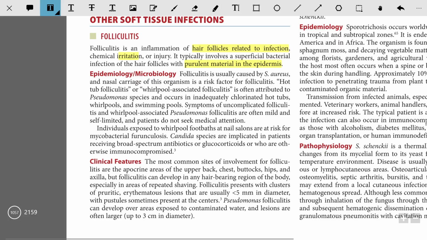Coming to epidemiology or microbiology, it is usually caused by a pathogen that lives on our skin, and nasal carriage of this organism is a risk factor for folliculitis.